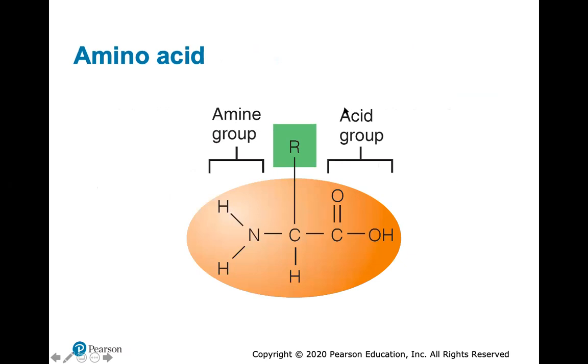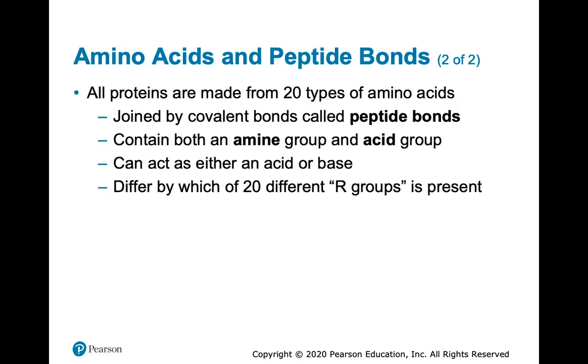And again, you have 20 amino acids in your body. And the only difference between the 20 amino acids is what we call the R group. And that is shown, this R in green is pointing at this orange circle. So this is the R group, and that's the only difference between the amino acids.